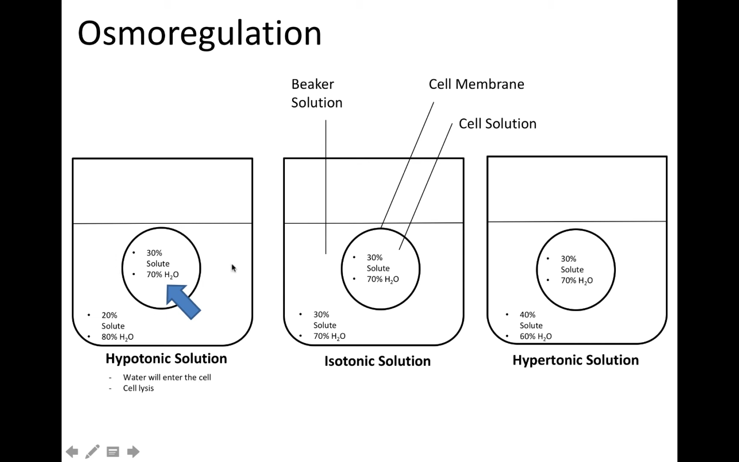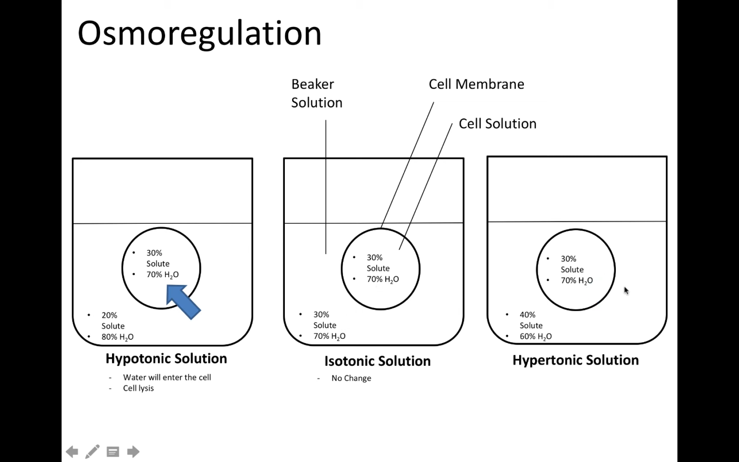Next, isotonic solution. Iso means same. If you look at the solute concentration, the cell has 30% solute, and so does the solution. Therefore, there is no change in the water movement.